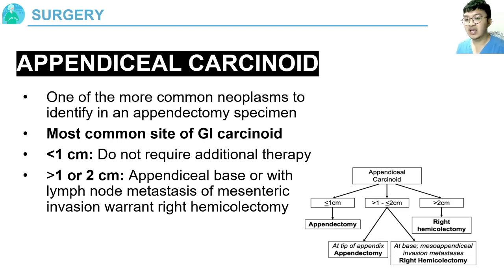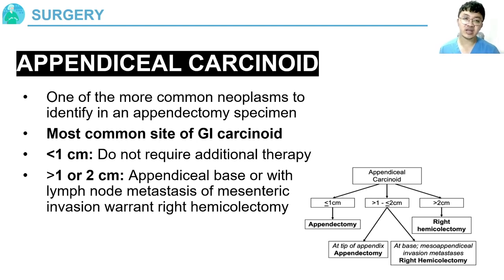So again, appendiceal carcinoids are one of the more common neoplasms. The most common site of GI carcinoid is your appendix. If less than 1 cm, they do not require additional therapy. If it's more than 1 or 2 cm, or if it's found at the base, you do a right hemicolectomy. If it's at the tip of the appendix, you can do an appendectomy only. If it's at the base or if there's mesoappendiceal invasion, you can do a right hemicolectomy. Again, just to emphasize the size.